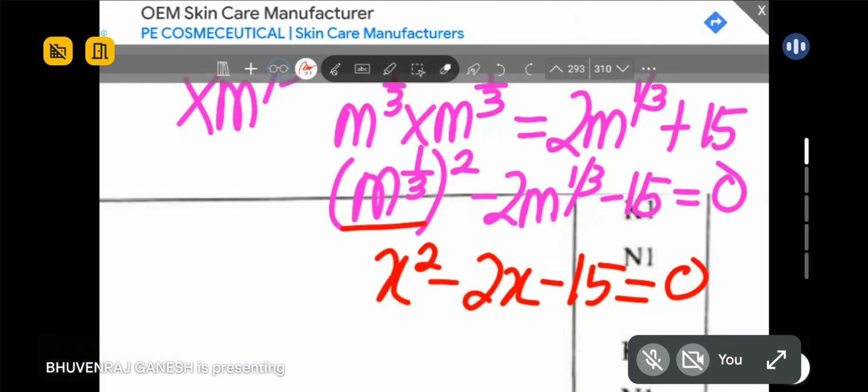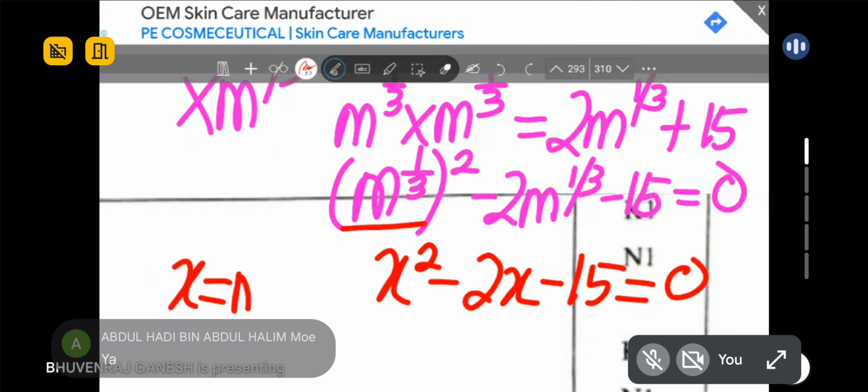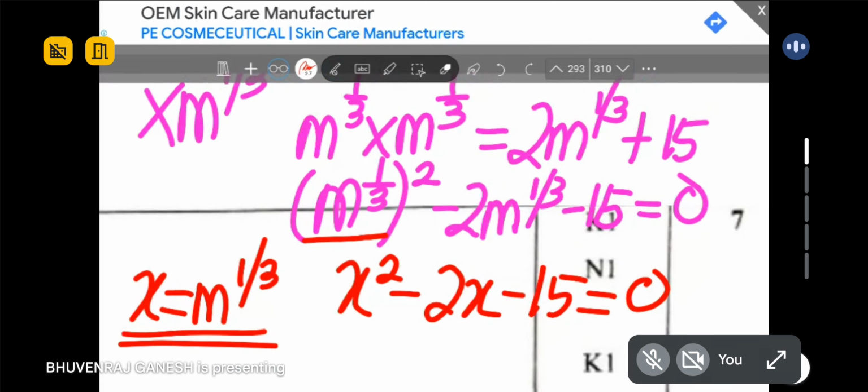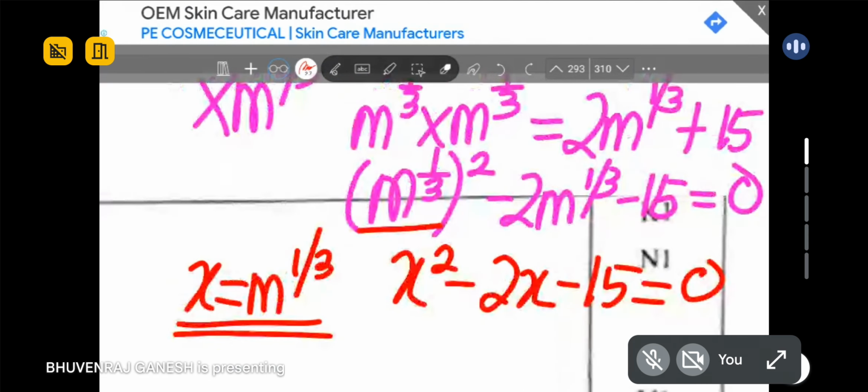So it means that the assumption I'm doing here is x equal to m power 1 over 3. Ini adalah anggapan saya. You can do this kind of assumption, guys, in admaths. Boleh buat macam ni. It's valid. So you can do this step over here.